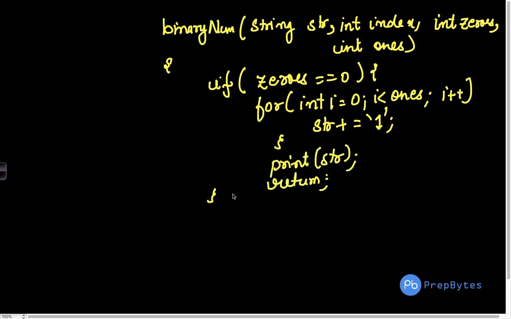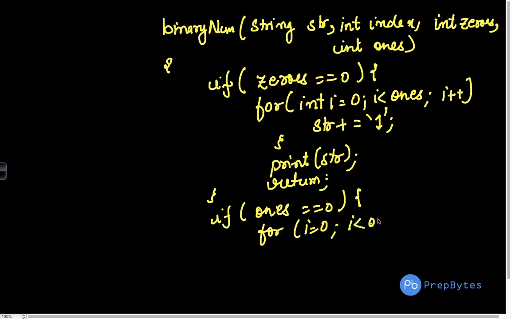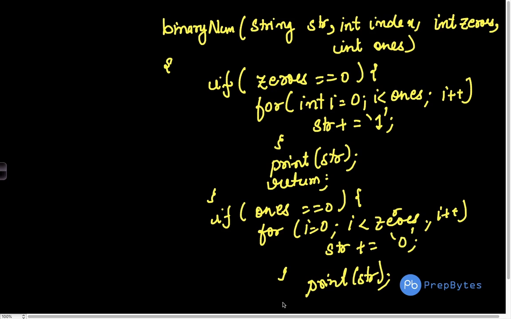Now what happens is that similar thing, we check for ones. We check if ones equal to 0. We run the same loop for i equal to 0. Let's make it int i less than ones, sorry, i less than zeros, i plus plus, str plus equal to 0. We print str and we return. Okay, I'll close this particular condition.